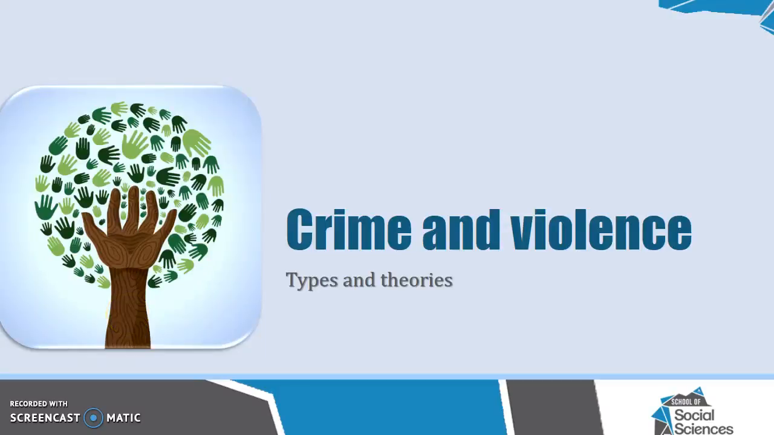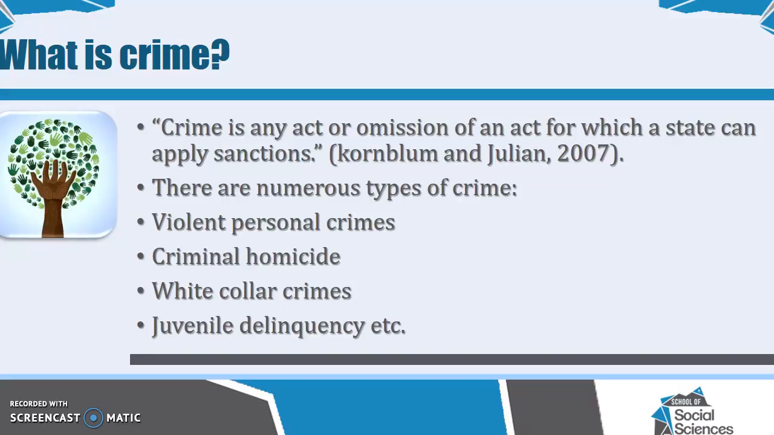Part 2 of Unit 4 looks at crime and violence. We're going to look at basic types and theories. What is a crime? A crime, according to Condon and Julian, is any act or omission of an act for which a state or country can apply sanctions.